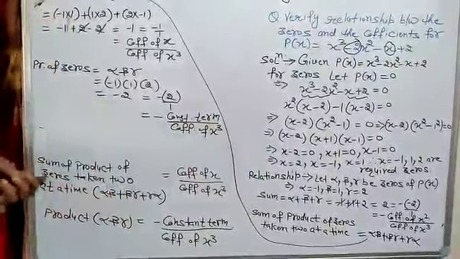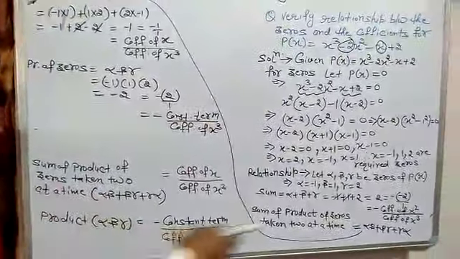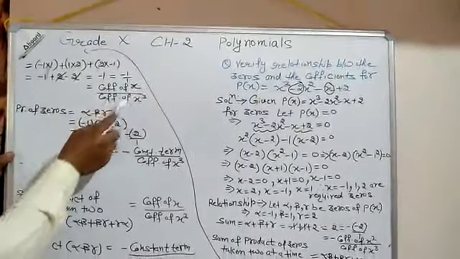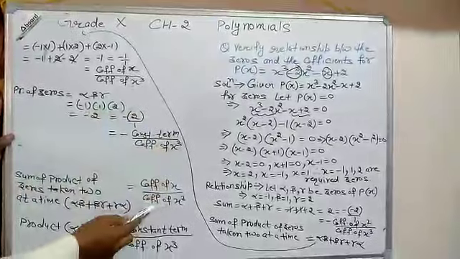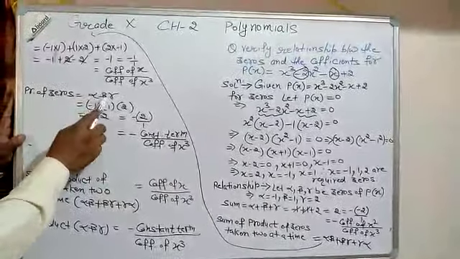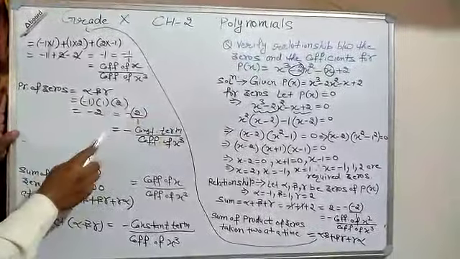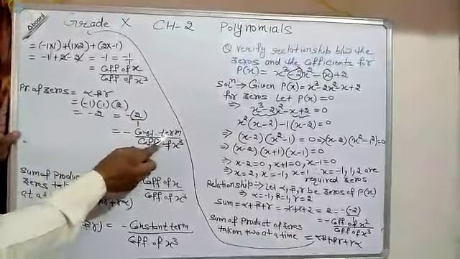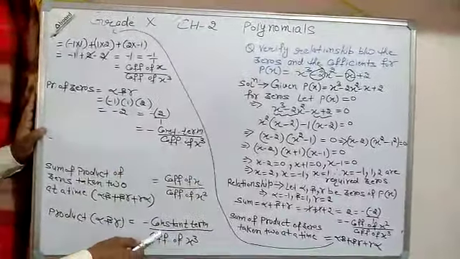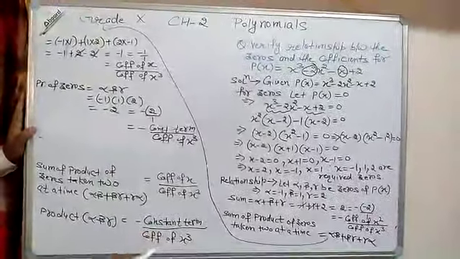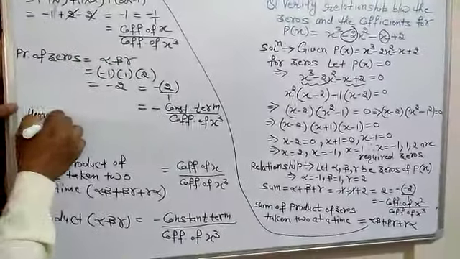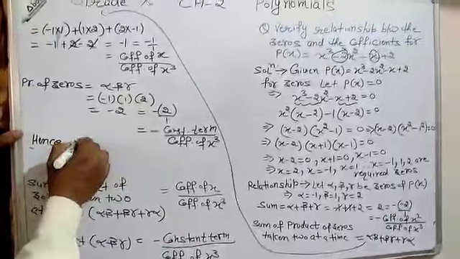So students, see, the sum of product of zeros taken 2 at a time is equal to coefficient of x upon coefficient of x cube. By the formula it is also like this. And the product of zeros alpha beta gamma, on solving according to our zeros, we get minus constant term upon coefficient of x cube. Hence verified the relation. Hence verified.